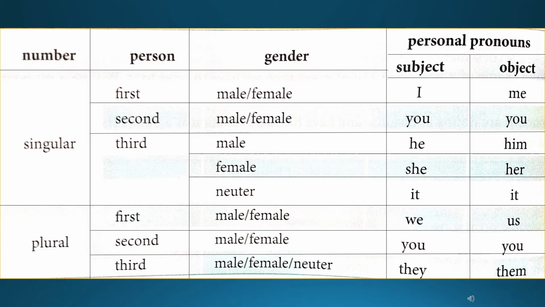For the plural pronoun, first person, male or female, we can use we for the subject and us as an object. For the second person, male or female, we can use you as a subject and object. For the third person, if it is male, female, or neuter gender, we can use they as a subject and them as an object.